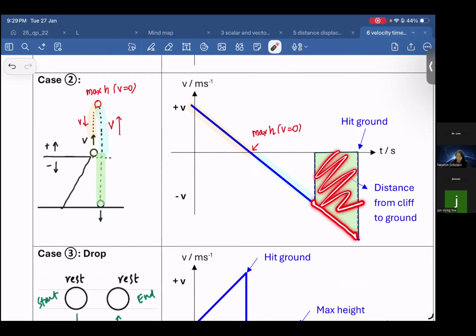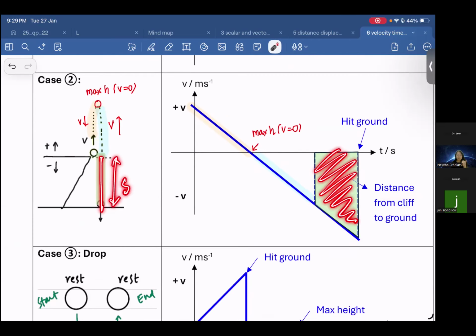This part actually is the distance from here to here. This is the distance. How do I know area under the graph is distance? Just now we mentioned the gradient for the velocity-time graph is to find acceleration. Area under the graph for a velocity-time graph is actually the distance. Is that clear?